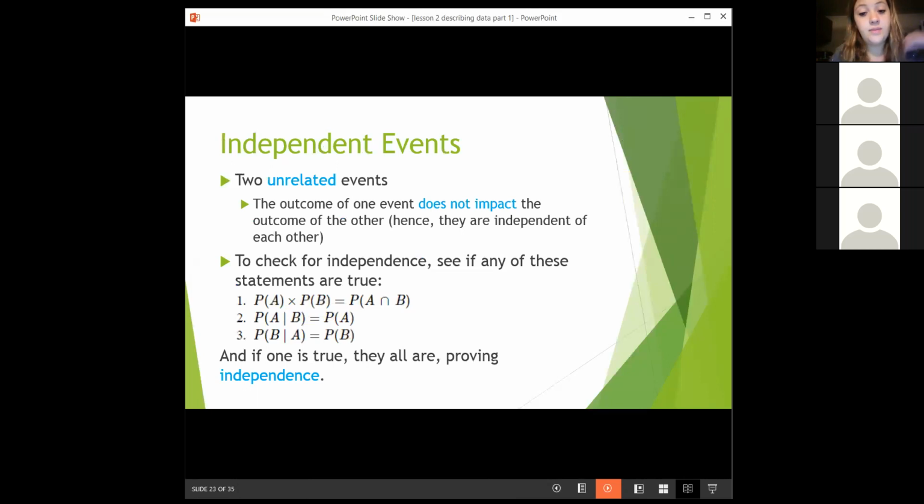And then to check for independence, you can use any of those statements that I listed, 1, 2, 3, and then my laundry's done. It's just really significant. Okay.